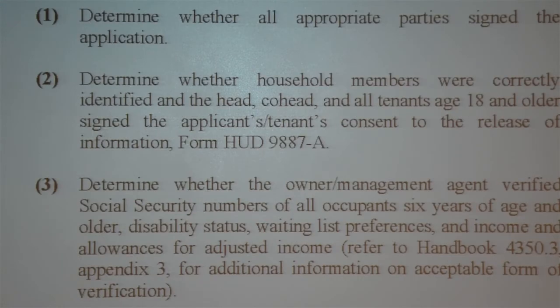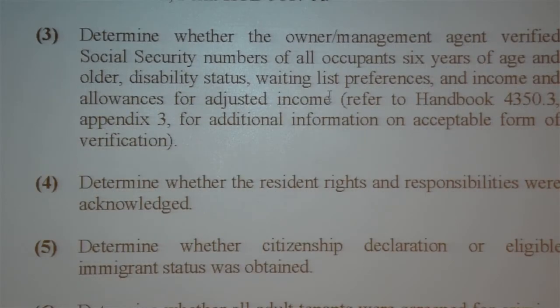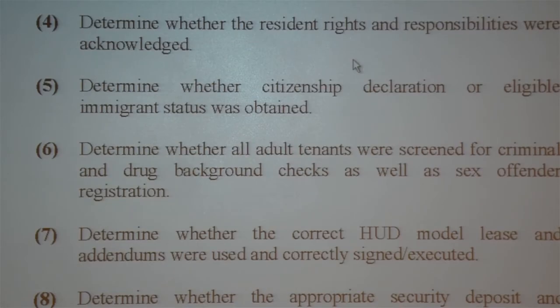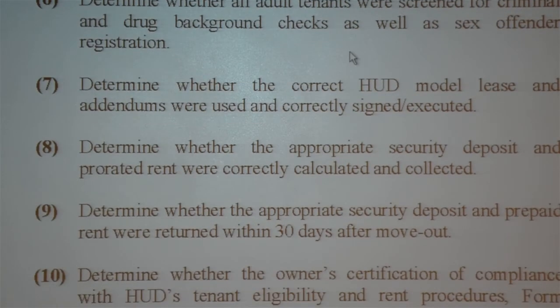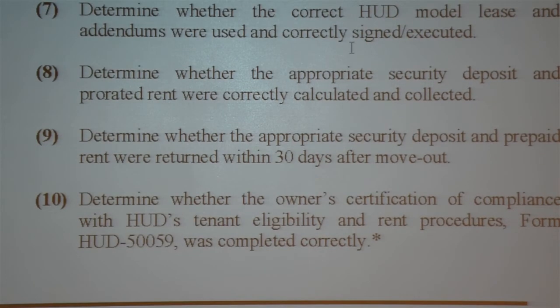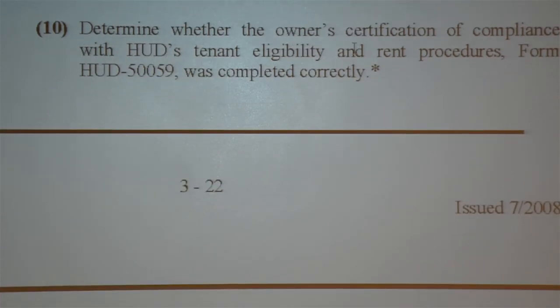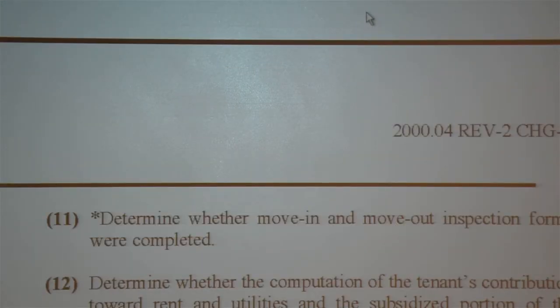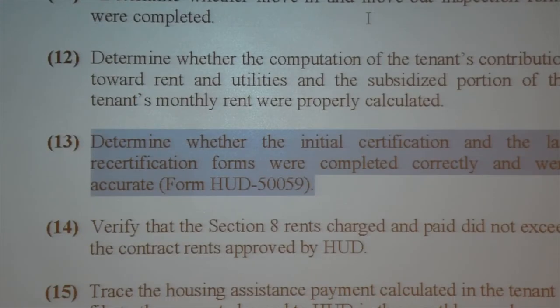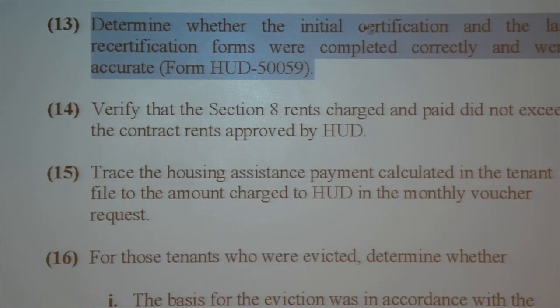Everybody signed the app. Correctly identified members. The consents were in place. Verified Social Security numbers. Resident rights and responsibilities were acknowledged. Citizenship was declared. Tenants were screened. Model lease. Security deposit. 5.9 was completed correctly. Move in and move out. Computation of rent. Whether the initial and the last recertification forms were completed correctly and were accurate.